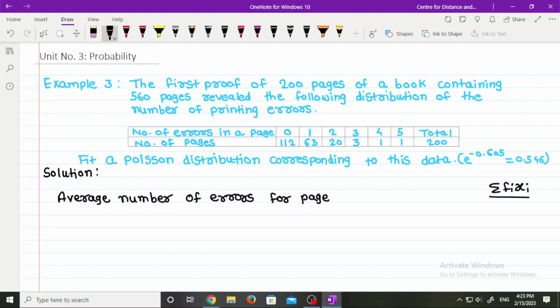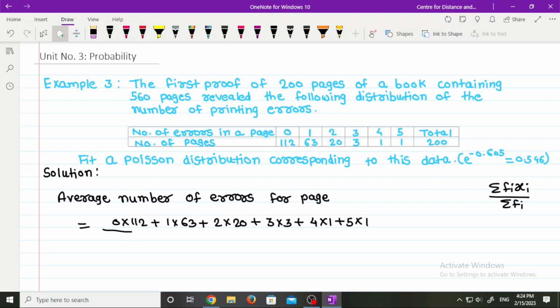So, here we have to find out summation f_i x_i divided by summation f_i, which is equal to summation f_i x_i, that is 0 into 112 plus 1 into 63 plus 2 into 20 plus 3 into 3 plus 4 into 1 plus 5 into 1, and whole divided by summation f_i, that is 112 plus 63 plus 20 plus 3 plus 1 plus 1.